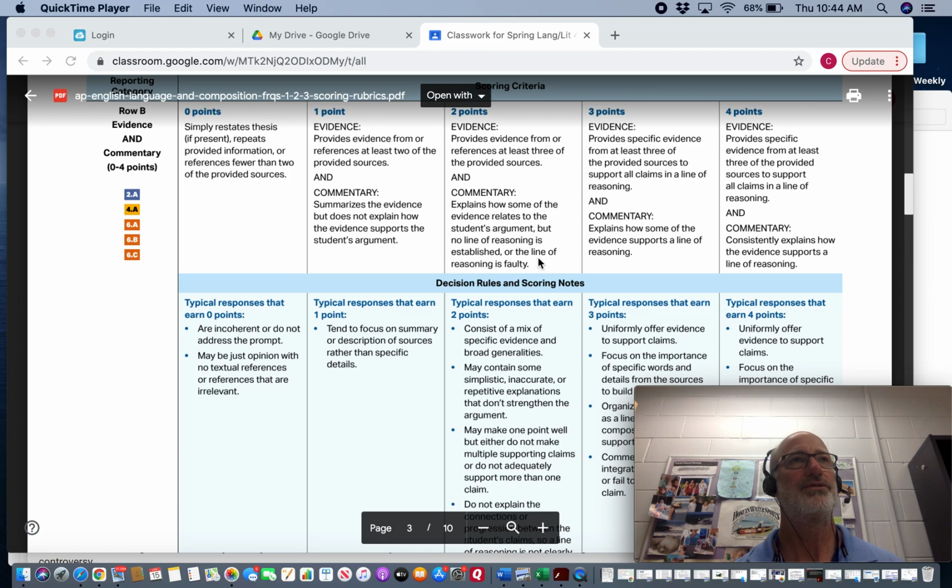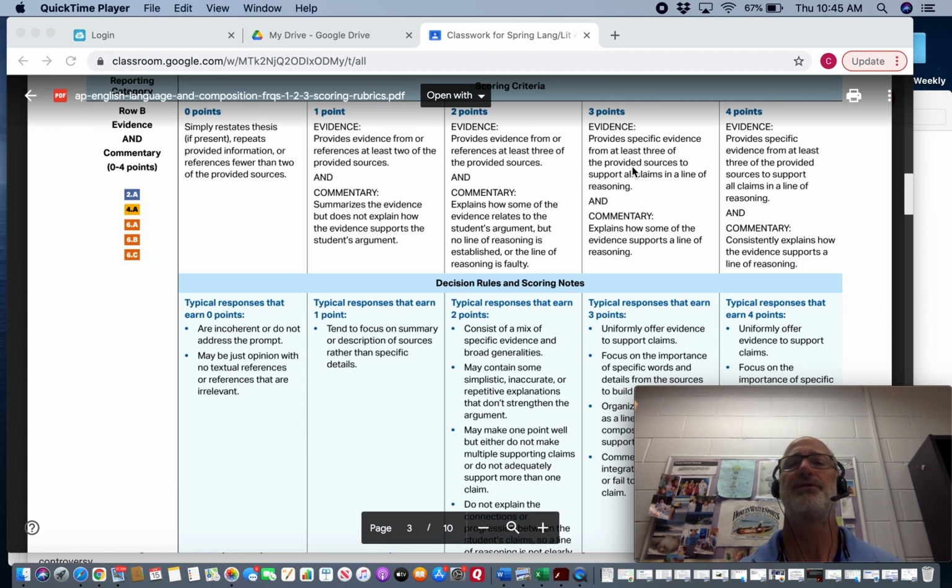The line of reasoning is faulty when you've misread, or you're making an argument that just doesn't make sense, or you're contradicting yourself without acknowledging the contradictions. So you're arguing that this should be in effect here, but of course it shouldn't be in effect here. Well, then your logic doesn't flow. So that would be a faulty line of reasoning. Rather, we would rather be in the 3 and 4.